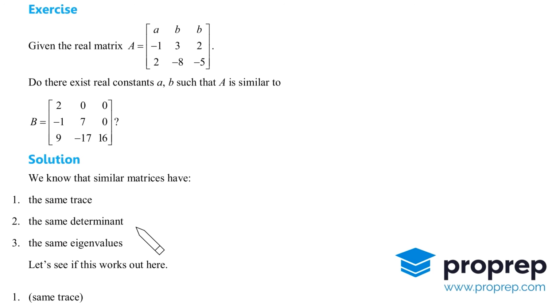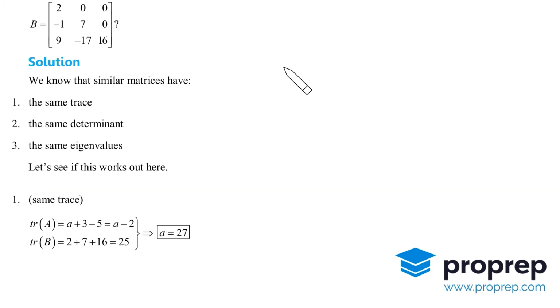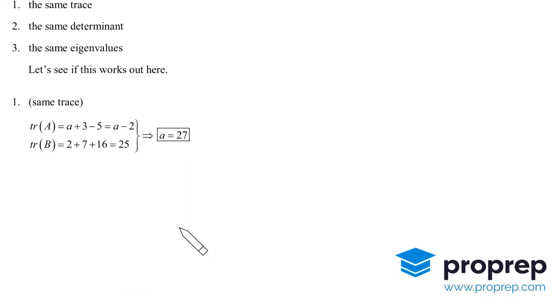The trace of A is a plus 3 plus negative 5, and that gives us a minus 2. So we compare: a minus 2 is 25. That gives us that a is 27. Now let's go for the determinant. Oh wait, before that we want to revise A, because we had little a here, but we know that's 27, so now we can revise A.